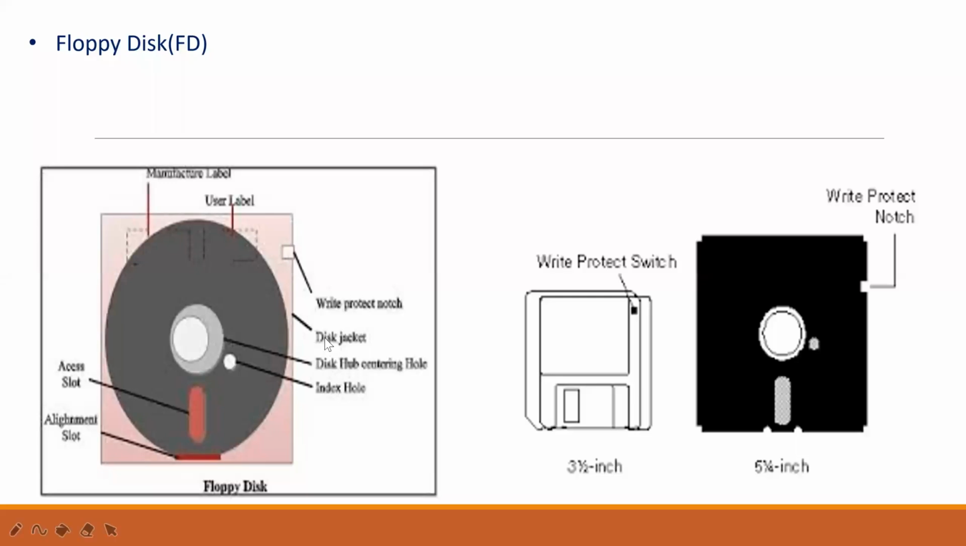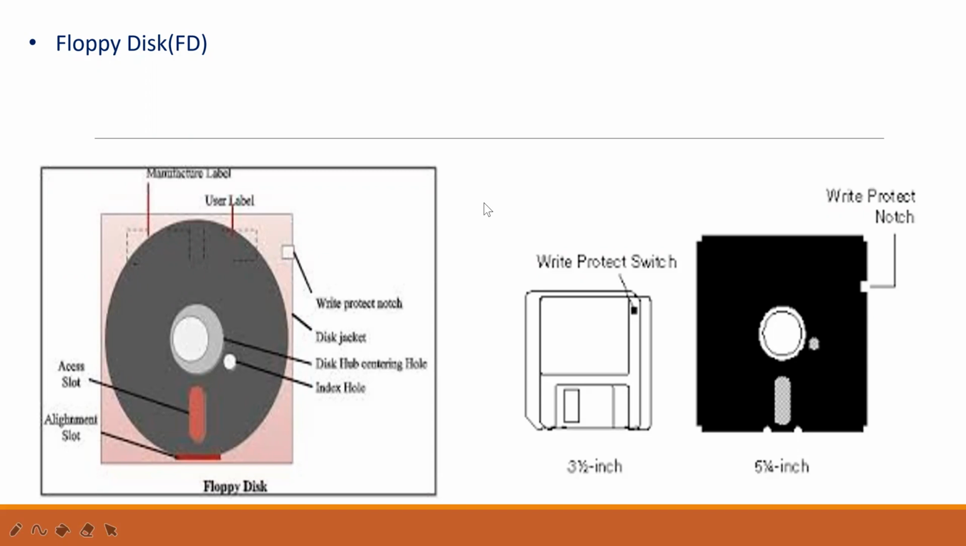This is a disk jacket, that is the outer cover, and this centering hole is a big centering hole. That is the index hole. Index hole means the information about where the data are contained. And we can insert this type of floppy disk in that particular size of floppy disk drive.